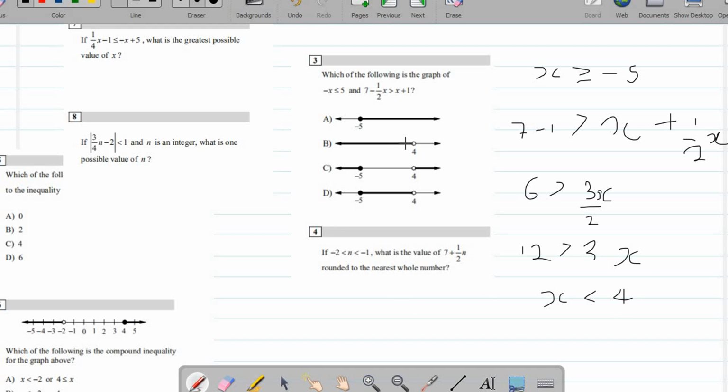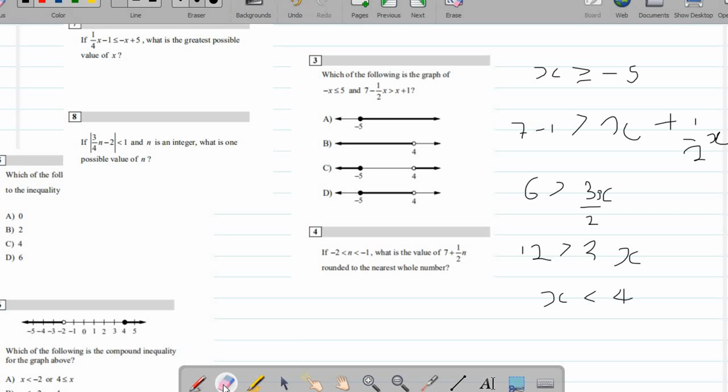So if x is less than 4, we'll be looking at this. x is less than 4, and x is greater than minus 5. These are the two of them that we want to combine into one. If you combine that into one, you see the two arrows combining is definitely in between here, because from here x is greater than minus 5, but yet it's still less than 4. So this is the answer D.